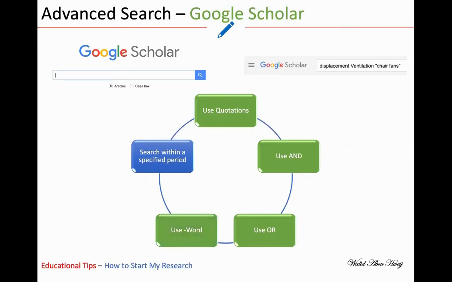Use dash word if you need to exclude this word from your search. And finally, search within a specified period if you need to narrow your search. An example is shown on the top right in which we are searching for displacement ventilation and more specifically chair fans. So chair fans were placed inside quotations.